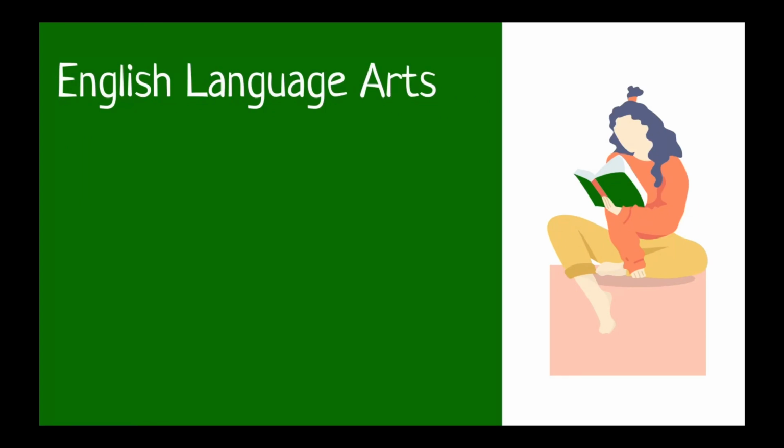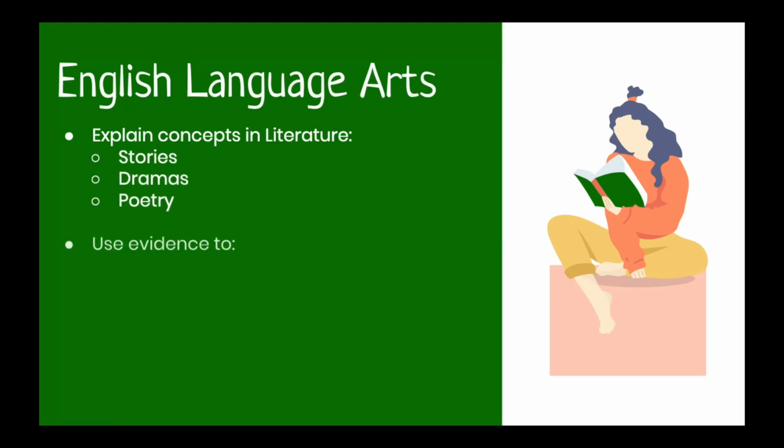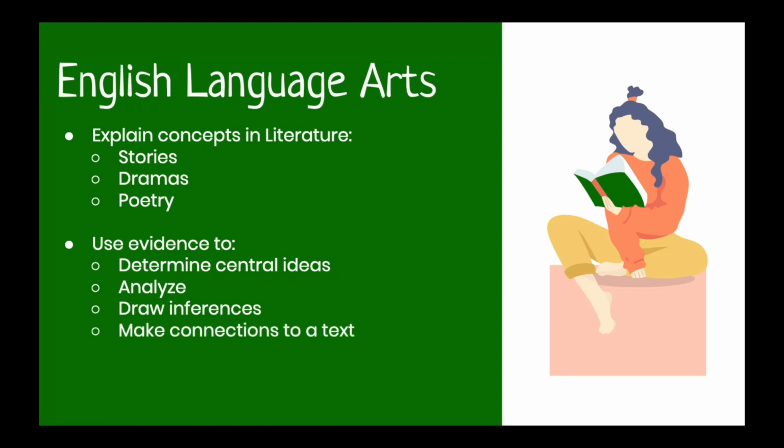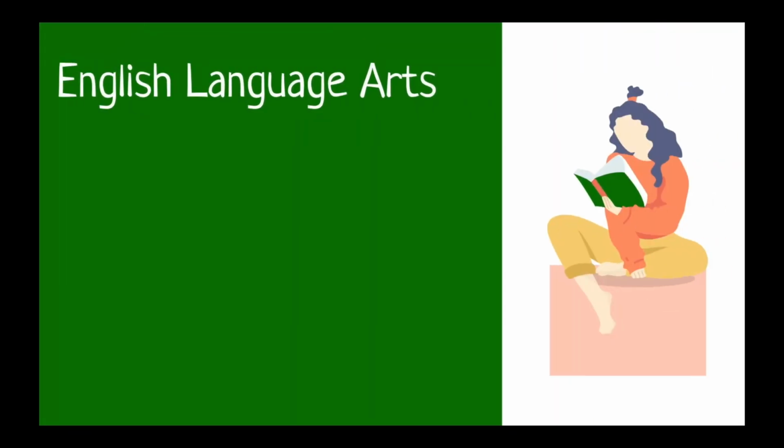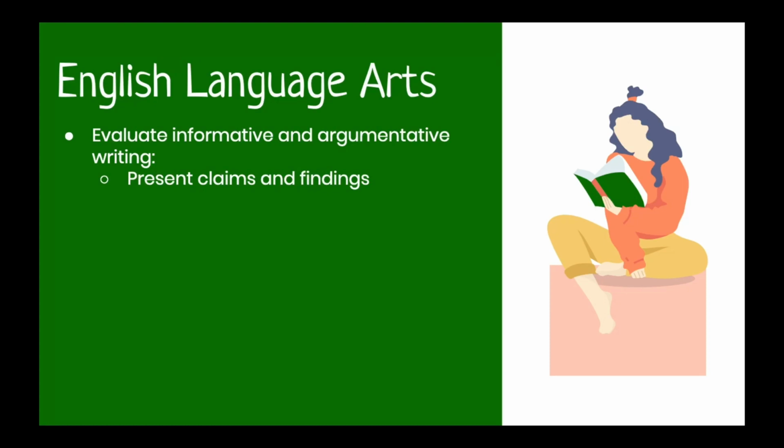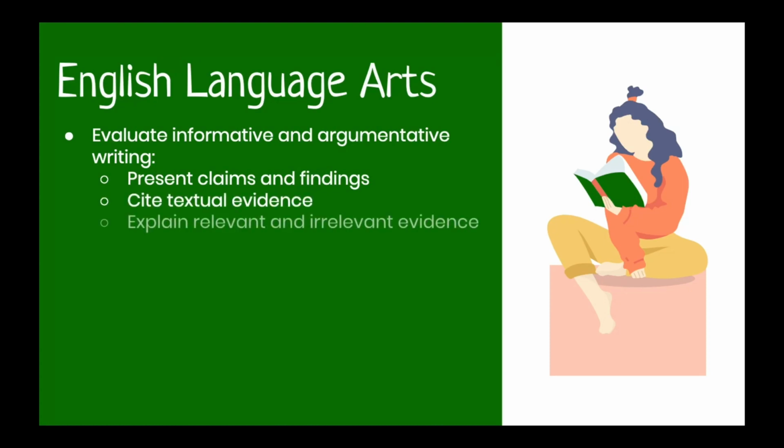Let's explore some ideas how we can use FlipGrid in English language arts. One idea is that students can explain concepts in literature, in stories, dramas, poetry. Students can also use evidence to determine central ideas, analyze, draw inferences, and make connections to a text. Students can evaluate informative and argumentative writing. They can present claims and findings, cite textual evidence, and explain relevant and irrelevant evidence.